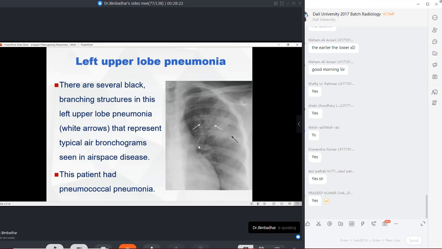Such a finding will say that this is a left upper lobar pneumonia. See, even if I told you that this is a left upper lobar pneumonia, I still haven't mentioned whether it is a bacterial pneumonia or a viral pneumonia. So we have to investigate further to know which kind of pneumonic pattern this is. We have to have some hints.